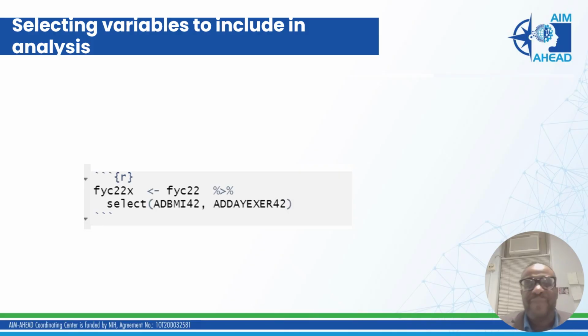As you may realize by now, the MEPS data has a multitude of variables. So we want to apply the select function in order to keep only the variables we'll be utilizing in this analysis. This is a very simple step that we have used before in this session. And so we're applying this to be able to retain the exercise and BMI variables.